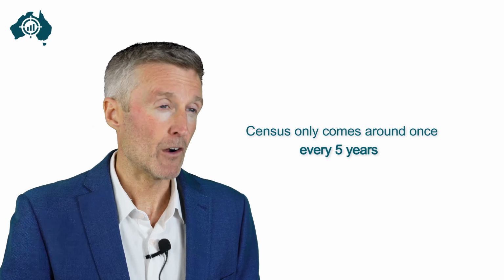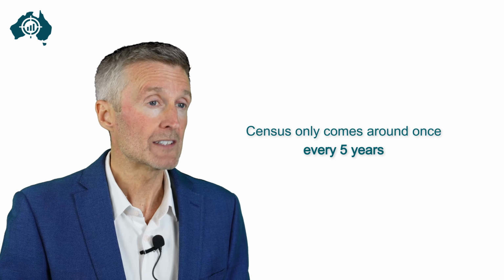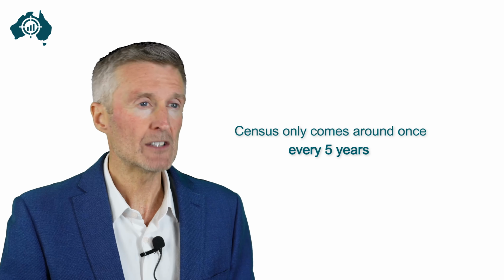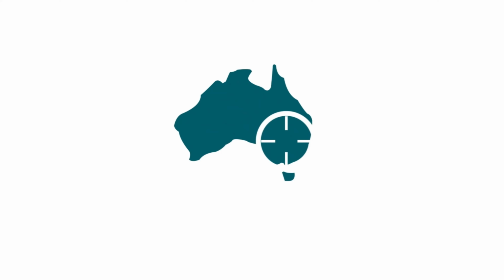Oh, one last thing, you should be aware that this is a metric derived from census data. Census only comes around once every 5 years, so it's possible in some suburbs for the ratio of renters to have changed significantly since the last census. It's just something to be aware of.